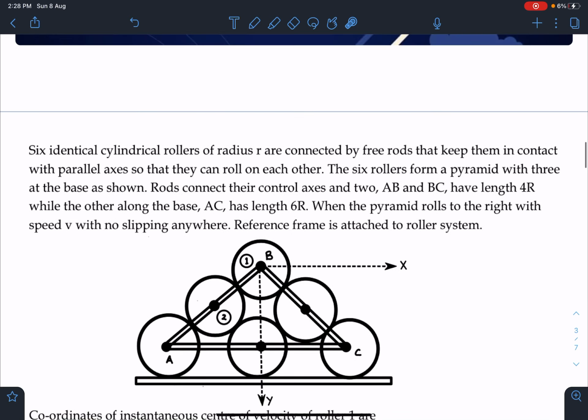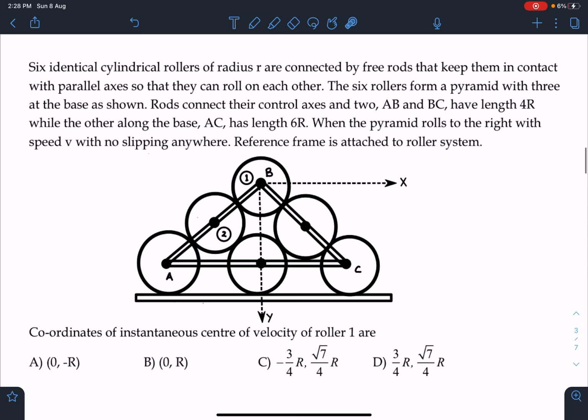Let's move to the problem statement. Six identical cylindrical rollers of radius r are connected by free rods that keep them in contact with the parallel axis so that they can roll on each other. The 6 rollers form a pyramid with the 3 at the base as shown. The rods connect their central axes at A, B and C.